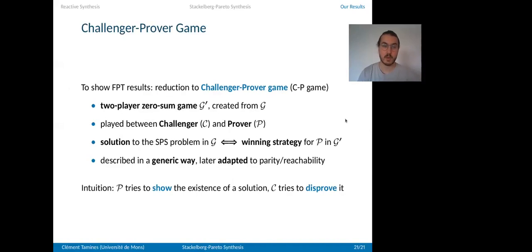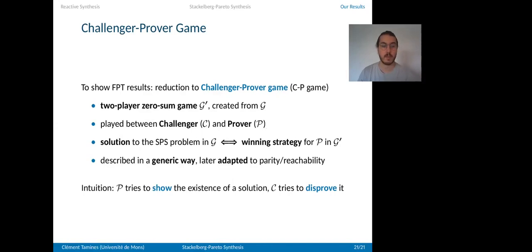Finally, to show our fixed parameter tractability results, we provide a reduction from our Stackelberg Pareto game to a challenger-prover game, which is a 2-player zero-sum game played between player challenger and player prover. This game is devised in such a way that there exists a solution to the Stackelberg Pareto synthesis problem in the original game, if and only if prover has a winning strategy in the 2-player zero-sum challenger-prover game.